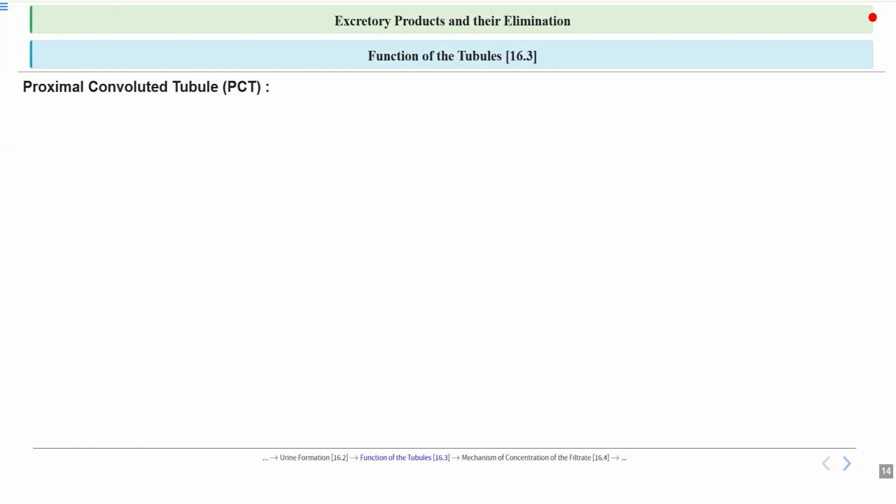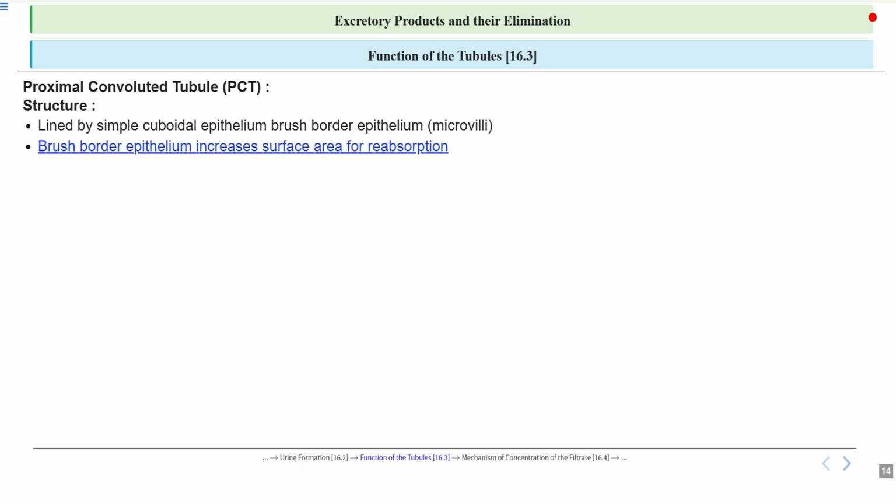Let's talk about PCT, or we can say proximal convoluted tubule. This is lined by simple cuboidal epithelium which has a brush border made up of microvilli. These microvilli act like tiny fingers, increasing the surface area for absorption. So the brush bordered epithelium is especially important because it increases the surface area for reabsorption. This means the PCT can absorb more substances efficiently, helping our body retain essential nutrients.